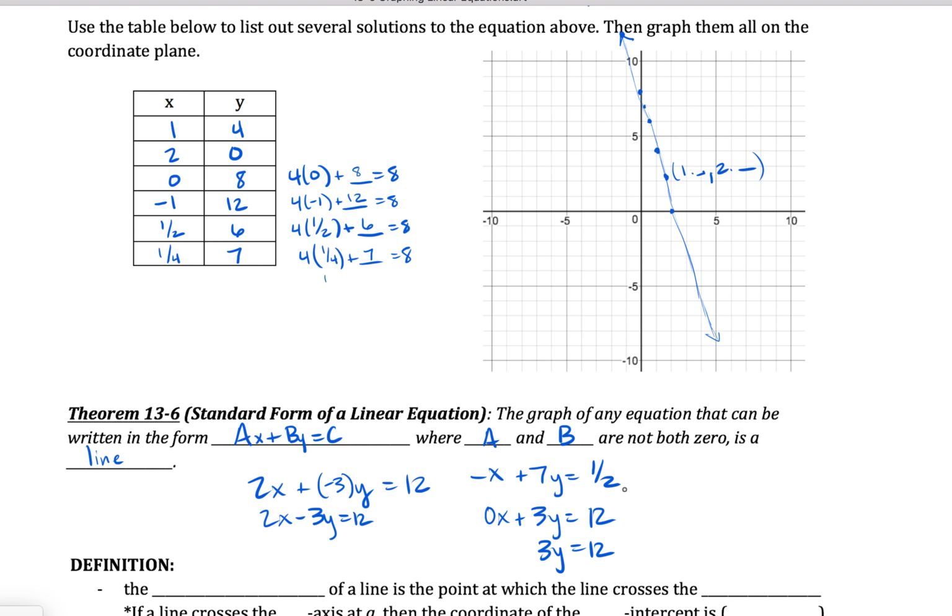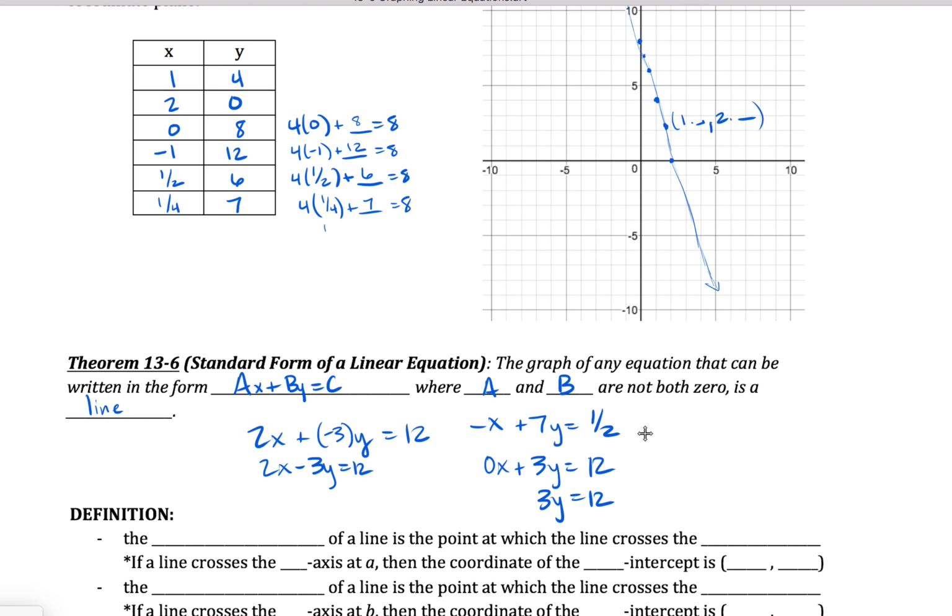And I can just keep going, just picking out numbers for a, b, and c, fractions, negatives, decimals. As long as I don't put zeros in for both a and b, I'm going to end up writing an equation that when I plot out all the solutions to it would end up being a straight line. All right? So that's called the standard form of a linear equation. Something times x plus or minus something times y equals c. That's the standard form of an equation.